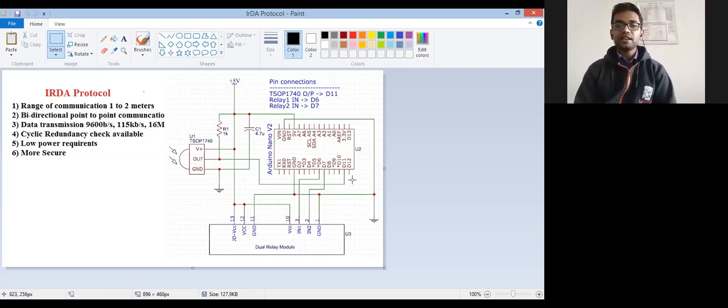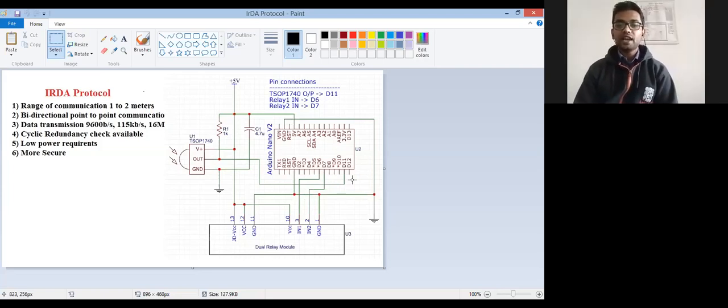So IrDA is an infrared wireless communication technology. It uses non-visible infrared LED lights as the communication medium, and specified hardware is also required for this IRDA protocol.